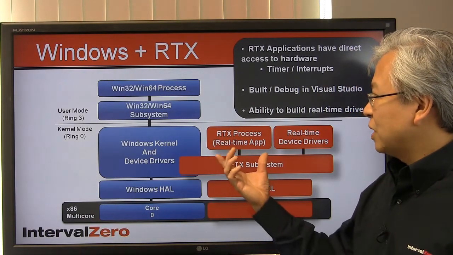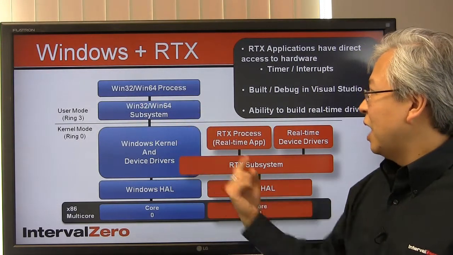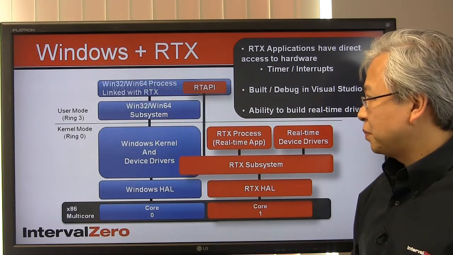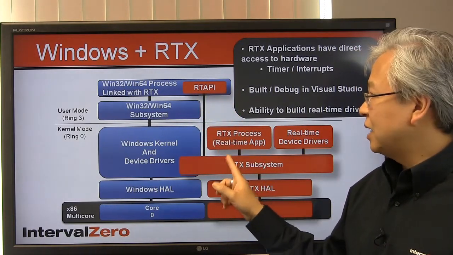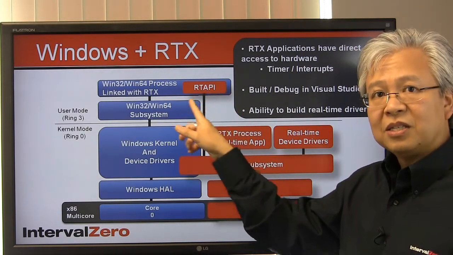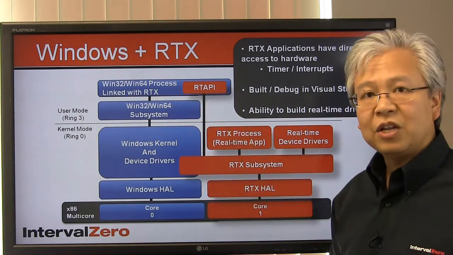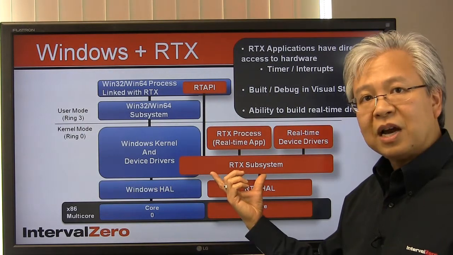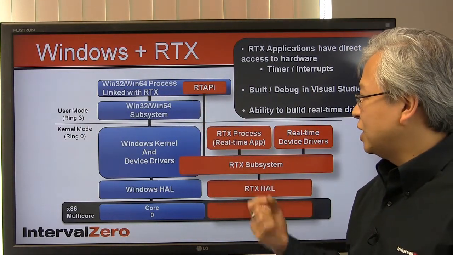So now, for example, you might be asking, here's your real-time applications, here's your Windows applications. How do we communicate between them? Well, one of the things we do is we have an API set that is exported into the Windows side of things in the user space. So you'll have a whole set of APIs here that you can use to control and synchronize based on events, semaphores, your Windows application with RTX.